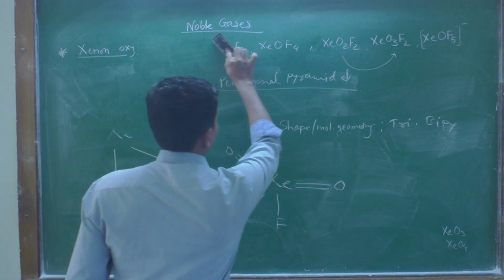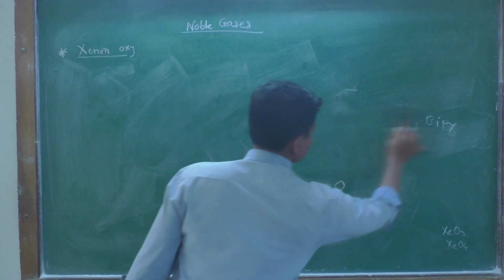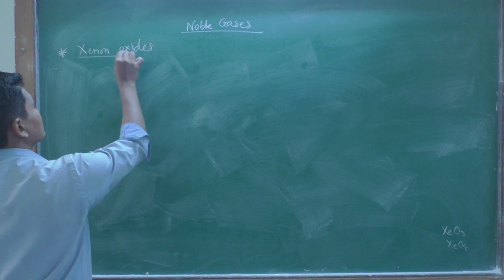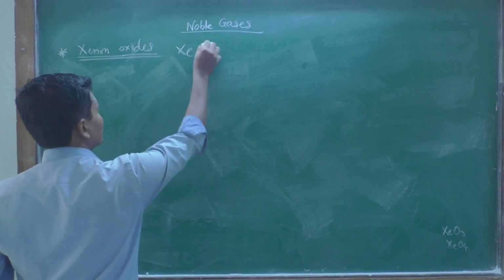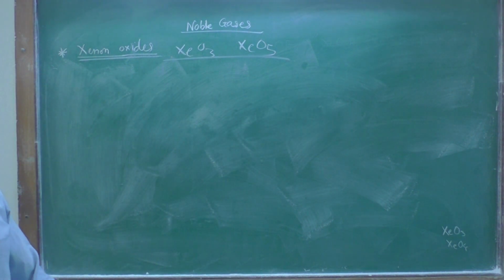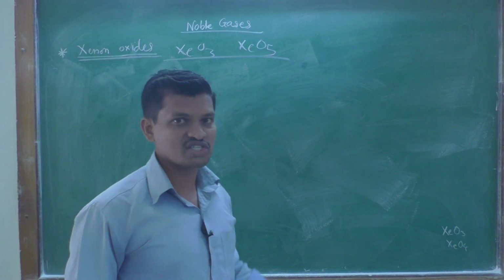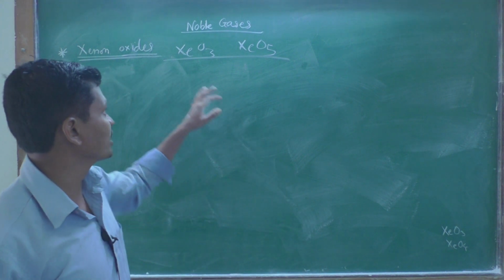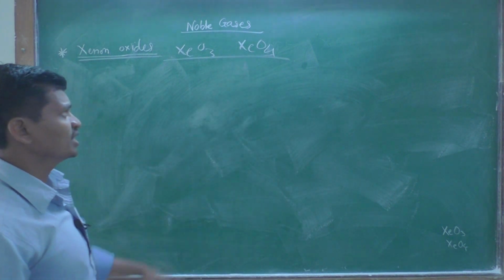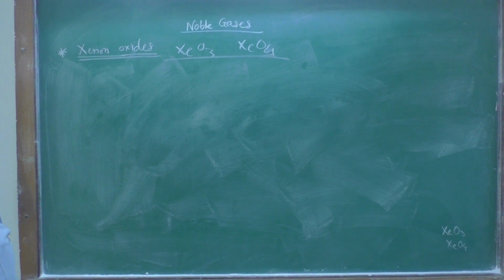Now we have to consider xenon oxides. So XeO3 and XeO4. All the explanation regarding these structures, how the structures can be determined for XeO3 and XeO4, xenon trioxide and xenon tetroxide, can be explained on the basis of VSEPR theory as well as VBT, okay.